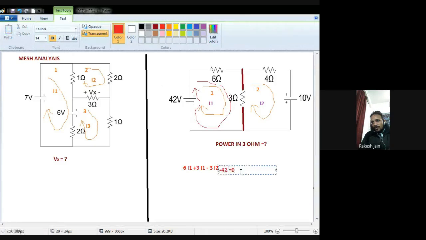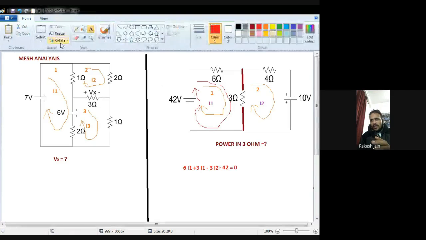And what we actually write down in mesh analysis is the Kirchhoff voltage law. And what is Kirchhoff voltage law? In any closed path, in any mesh, in any loop, the sum of the voltages is always equal to 0. So we just write down all the voltages, and that is equal to 0. So this is for the first mesh. This is my first equation.